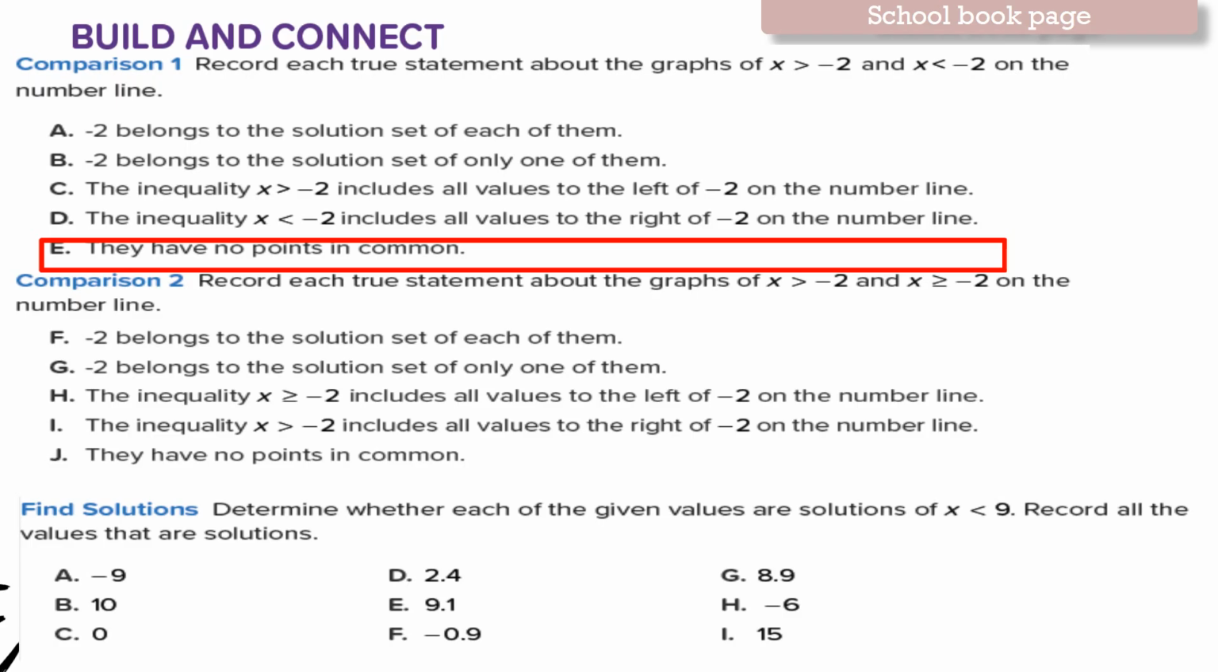In the second comparison, we want to record each true statement about the graphs of x is greater than -2 and x is greater than or equal to -2 on the number line. Let's start. F, -2 belongs to the solution set of each of them. This is not correct. G, -2 belongs to the solution set of only one of them. This is correct because in the inequality x is greater than or equal to -2, -2 is included in the inequality, so it belongs to the solution set.